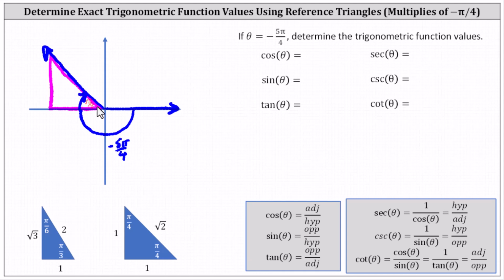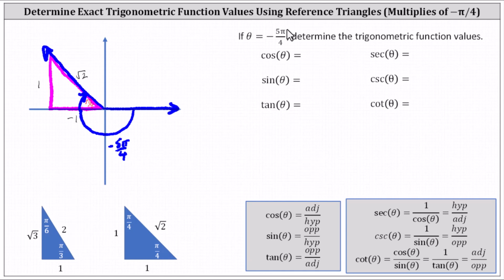Notice we have a 45, 45, 90 reference triangle, and because we are in the second quadrant where x is negative and y is positive, we can label the horizontal leg -1, the vertical leg +1, and the hypotenuse √2. We can now use this reference triangle to determine the 6 trigonometric function values.